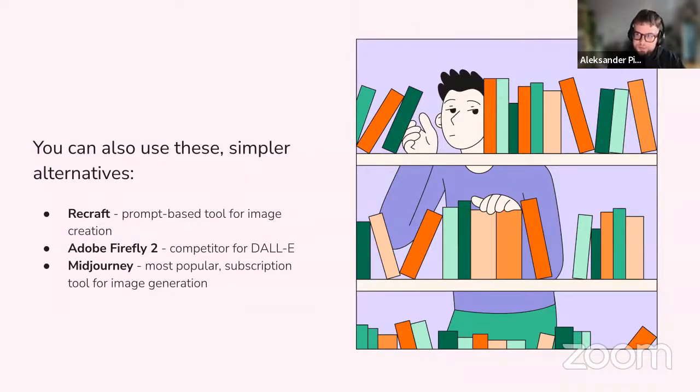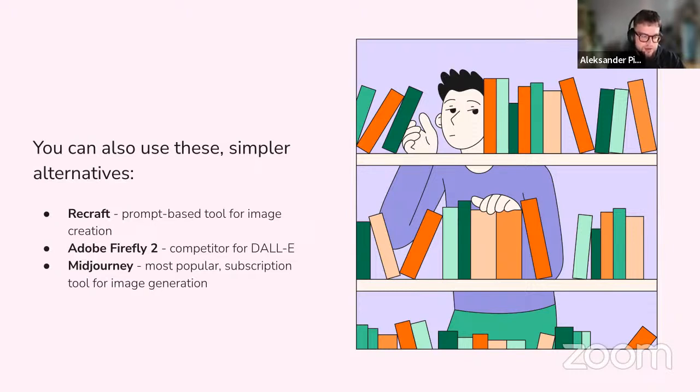So if you are interested in image generation using AI, you can also use these simpler alternatives. My favorite, to be honest, is Recraft. It's a prompt-based tool for image creation. It can generate vector art, drawings, illustrations, logos, flat icons, whatever you want, just based on your prompt. And it works like a blank canvas where you can prompt things and see your output in the form of an image.